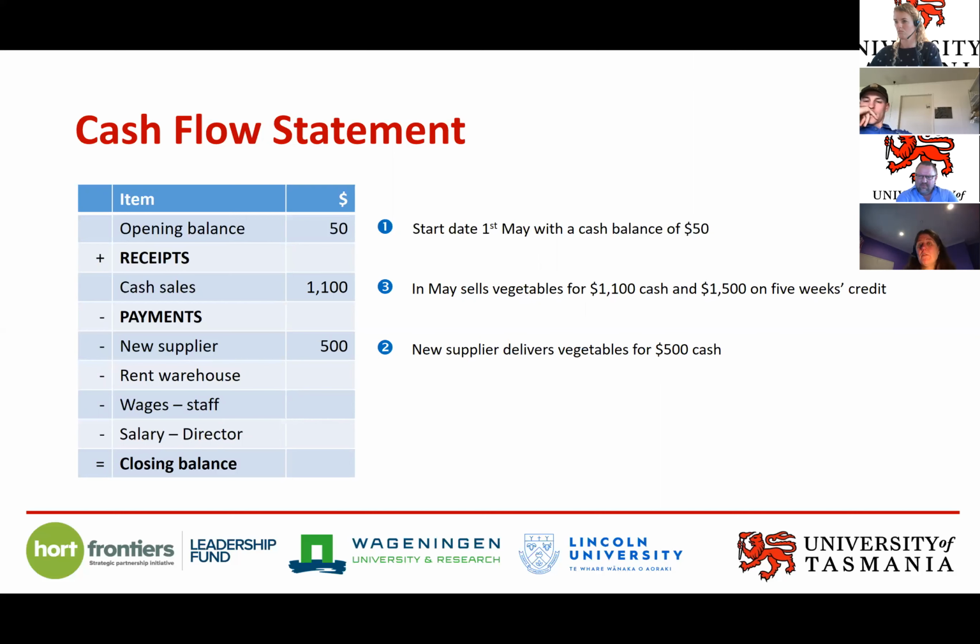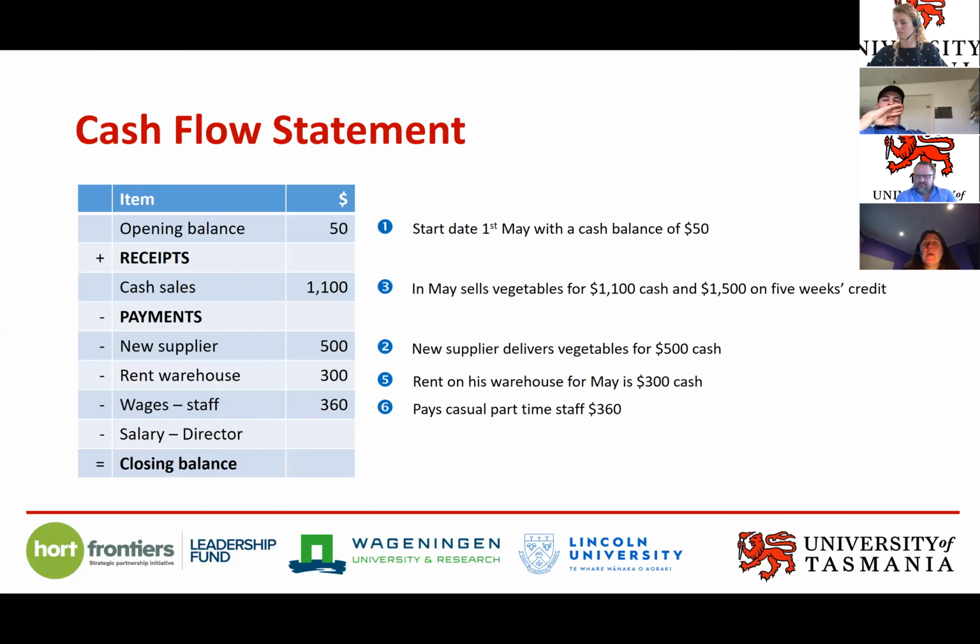And also note, he did have some other vegetables delivered, but that was also on credit, so he hasn't had to pay for those yet in the month of May. So the only other things he's paid for are his rent on his warehouse, his casual part-time staff, and his own salary. So the $50 plus the $1,100 gives him $1,150.